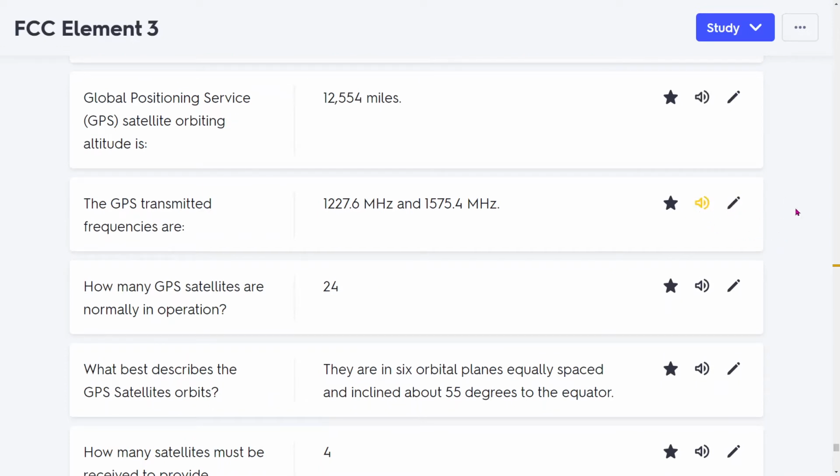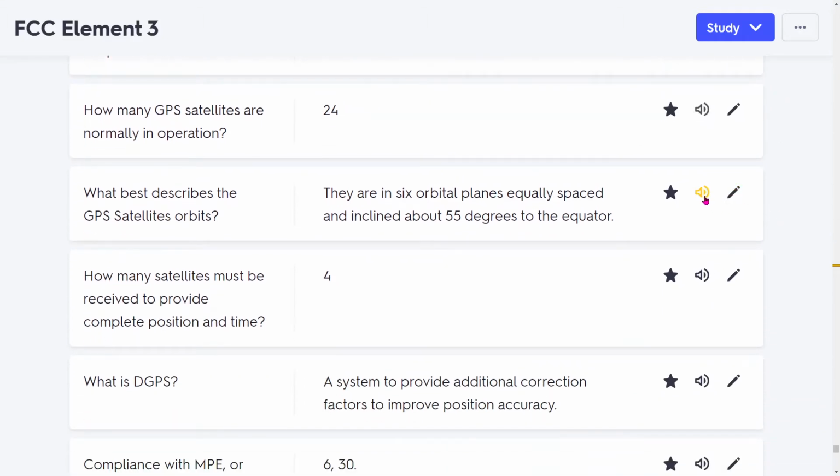The GPS transmitted frequencies are 1,227.6 MHz and 1,575.4 MHz. How many GPS satellites are normally in operation? 24. What best describes the GPS satellite's orbits?